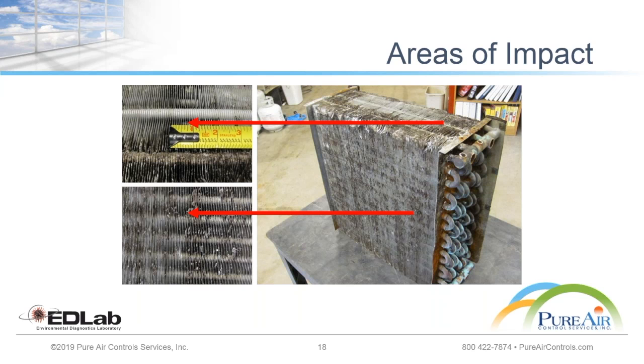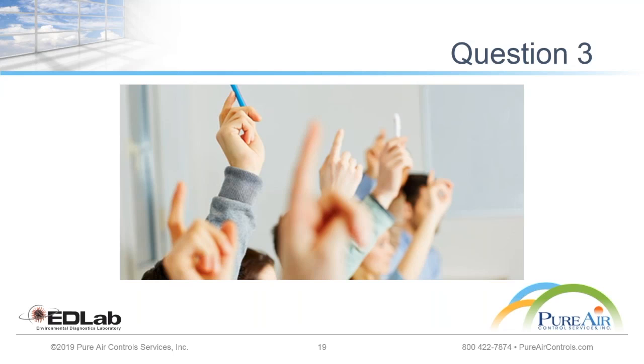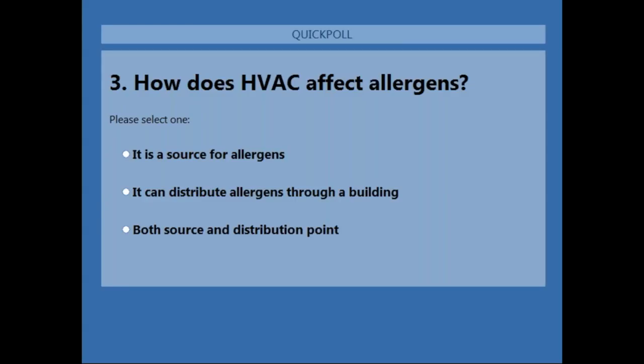So now it's time for another question, and I'll open that up, and that is, how does the HVAC affect allergens? It is a source for allergens. It can distribute the allergens throughout a building, or it's both a source and distribution point.